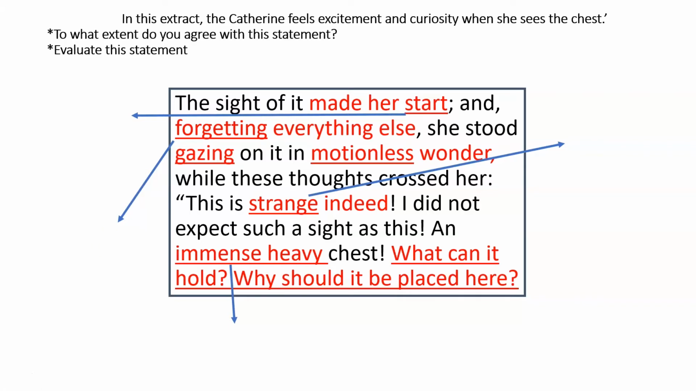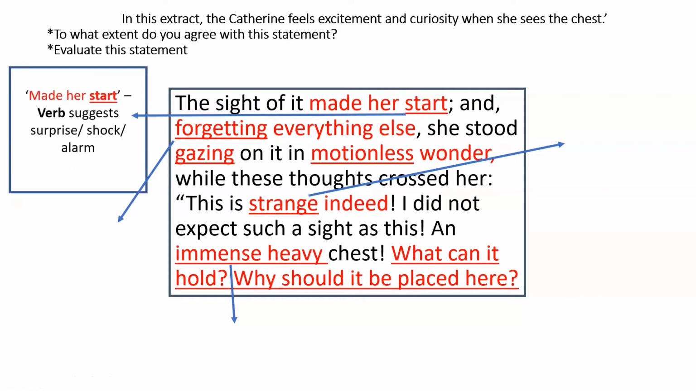So in the first instance, it says in the text, "the sight of it made her start." Now, if you have a look at the word "start," it means that she gets a bit of a shock. Maybe she's surprised. Maybe she's in disbelief when she sees it. She's alarmed, right? So that, guys, is a verb because it's an action, and it is suggesting that she's surprised and shocked. Perhaps she's alarmed at what she sees.